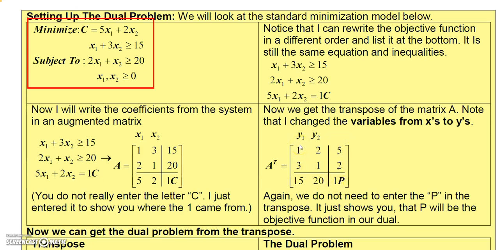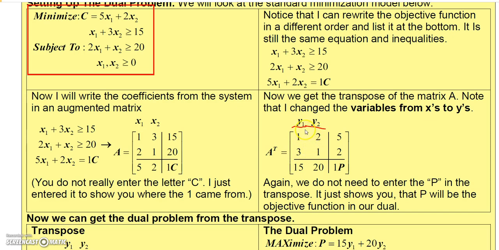Now, when we transpose it, we need to actually change the variables. So instead of using x values, we're going to use y values, and that'll become clearer later. And also here, we're going to use a different variable. We don't want to use c in our dual because we want to use a different value in our dual. I'm going to use c for my original problem and p for my dual. But some problems might use z for the original problem and w for the dual or something like that. But I'm just going to use c and p.